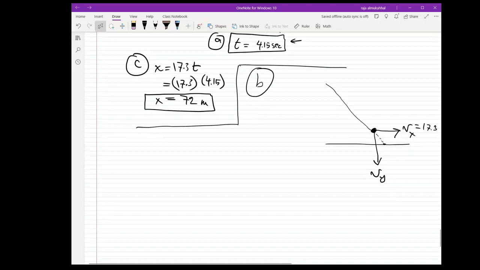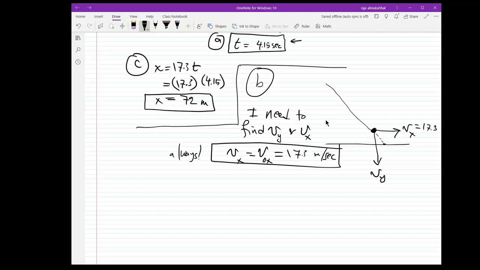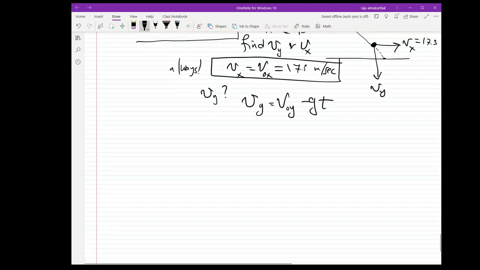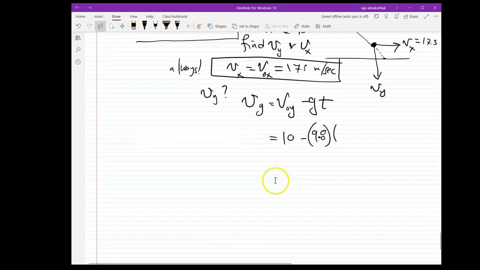So I need to find Vy and Vx. Well, Vx is basically V naught x, which is 17.3 meter per second. Always. Okay, now Vy, how do I do that? Well, I appeal to the first kinematic equation, Vy equals V naught y minus gt. And Vy is equal to 10 minus 9.8 times the total time by the time it gets here. I already found it from the quadratic formula right there. And there it is, 4.15. So I can plug it in there, 4.15.